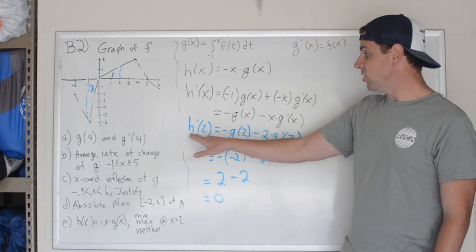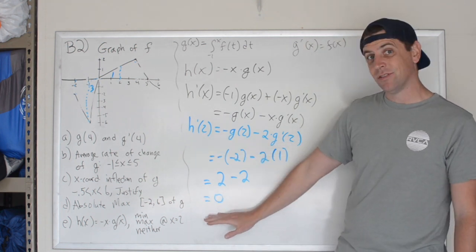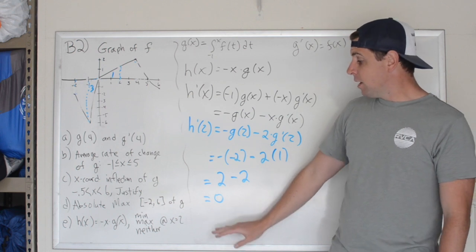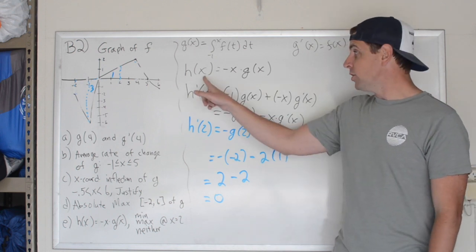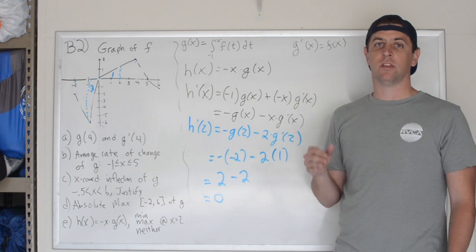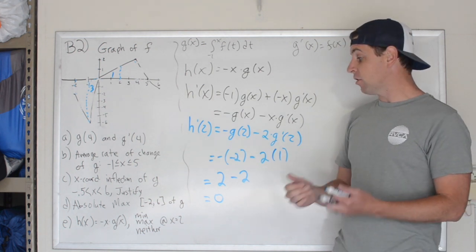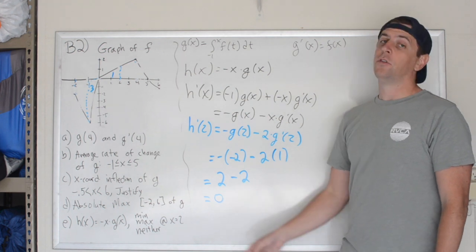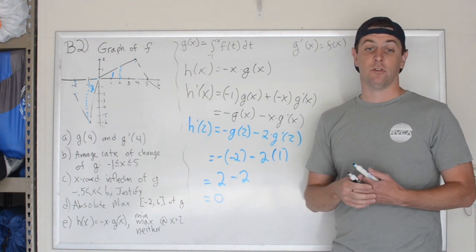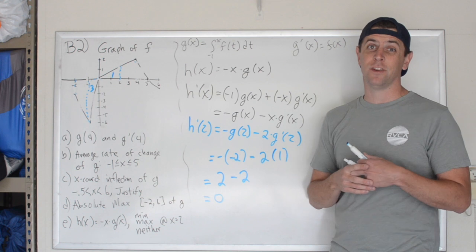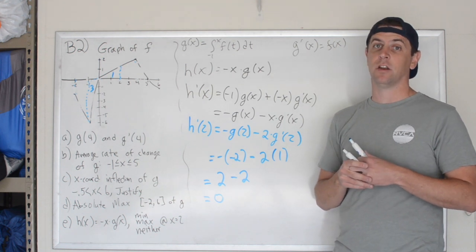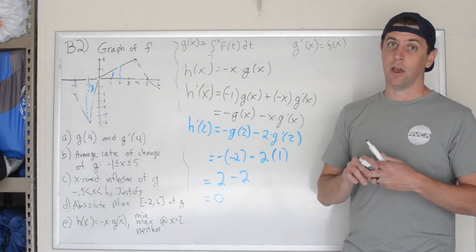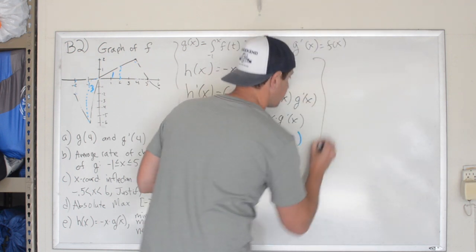So when I did h prime of 2, I got 0. What that tells me now is that the slope of the function at 2 is 0, so it's possible now, this is a critical point, it's possible I have a max or a min of h of x at 2. The way that I can determine if it's a max or a min is I need to find the second derivative of h of x. So I need to find h double prime.